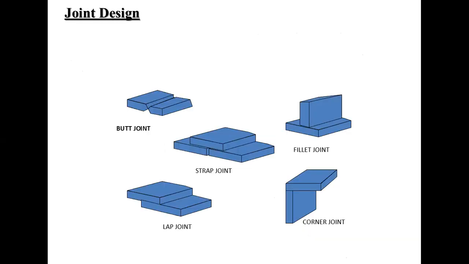These are the types of joints. At first, in this section, we can see there is a joint. This is called butt joint. This is called fillet or T joint, commonly known as T joint. Another is corner joint. This is called lap joint. It is called strap joint.